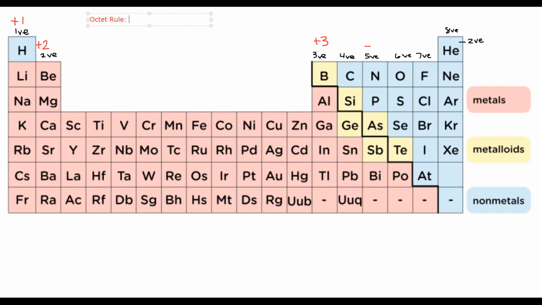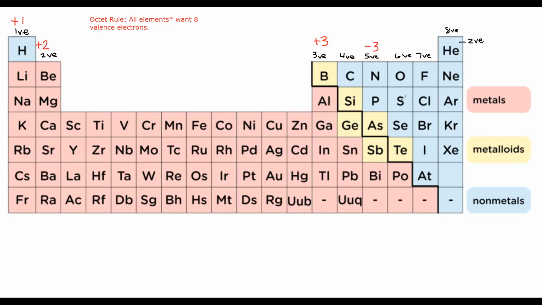So the octet rule says that all elements, and I'm just going to go ahead and put a little asterisk there, want 8 valence electrons. So if all elements, we'll talk about that asterisk in a moment, want 8 valence electrons, then nitrogen is going to need 3 more. So if nitrogen gains 3 more electrons, so 5 plus the 3 it gains gives me 8 electrons, then it will form a -3 charge.